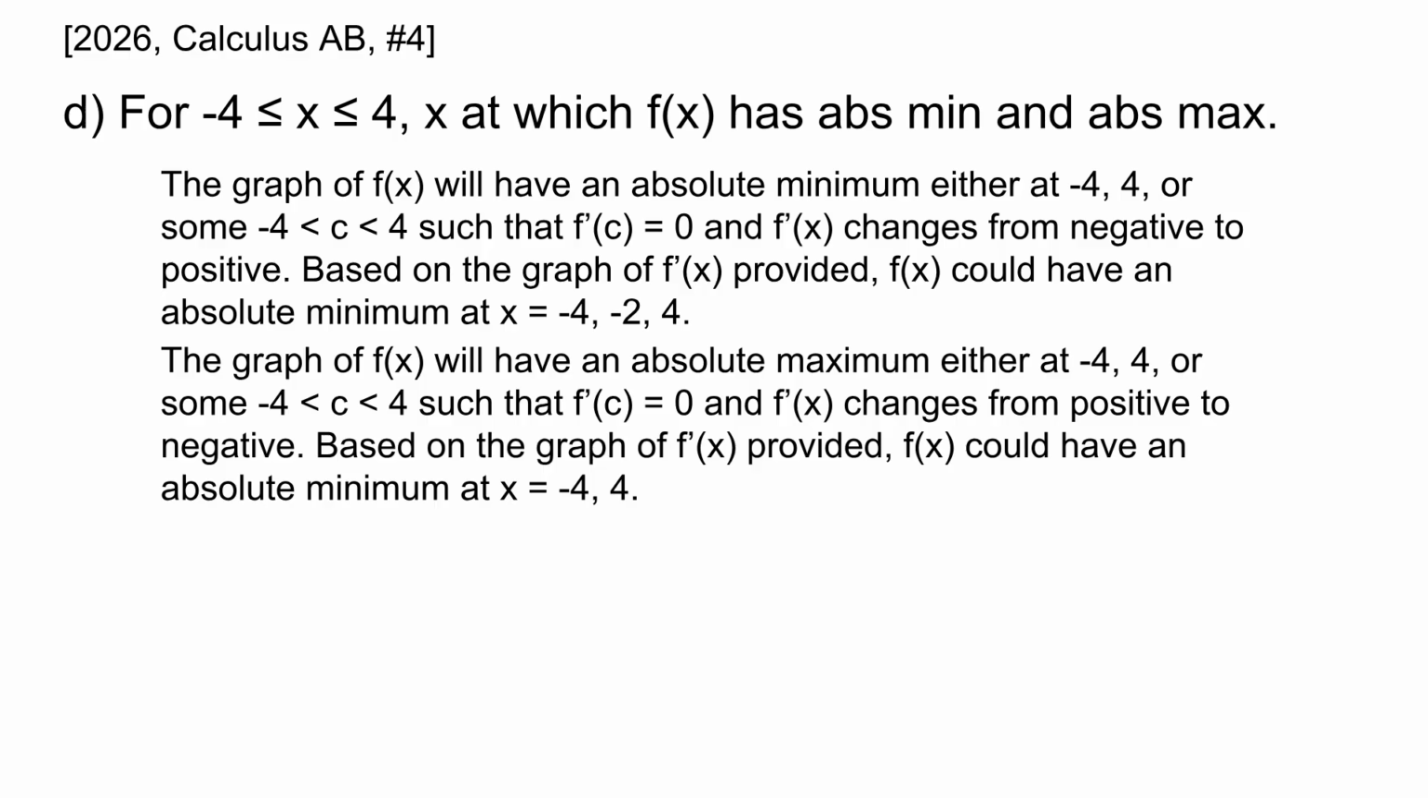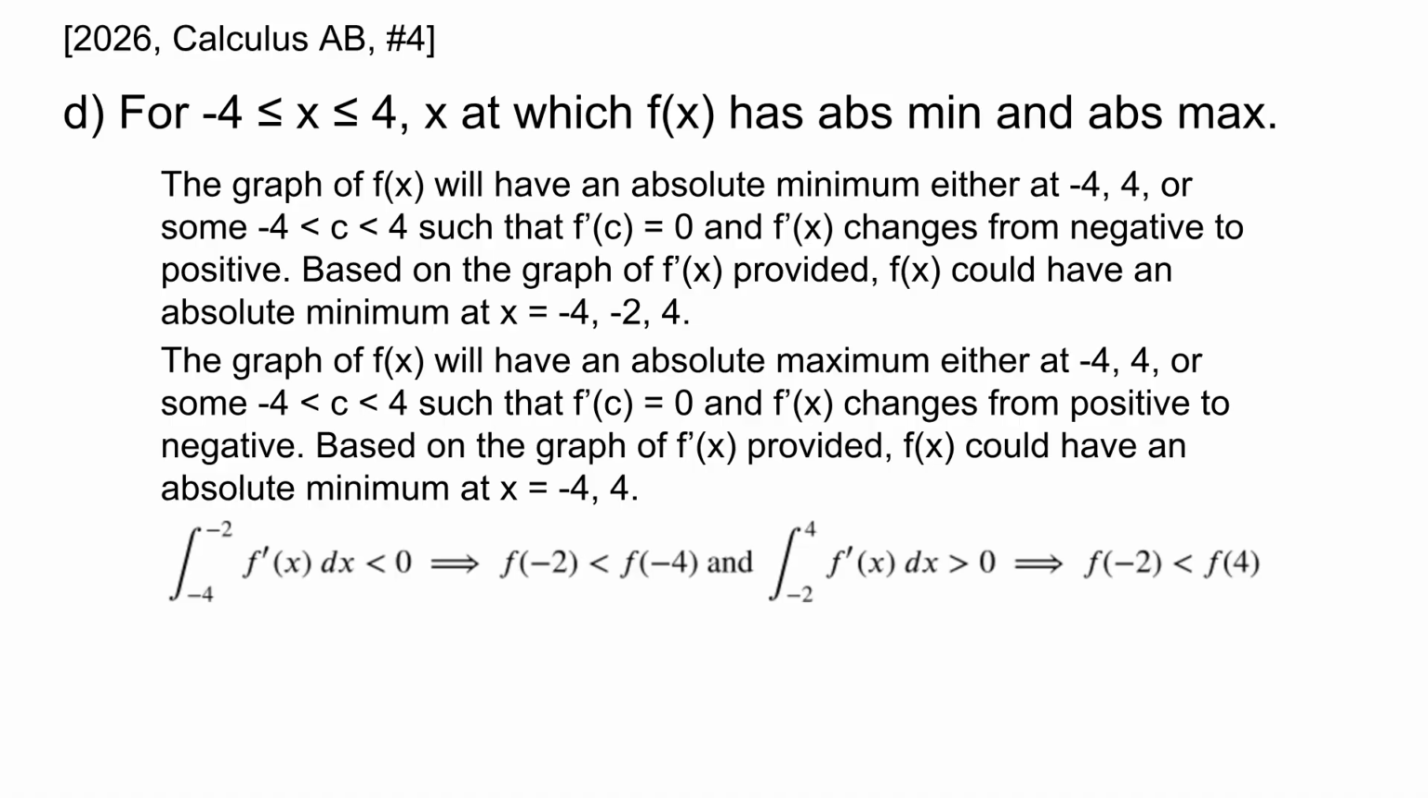Moving on to the absolute maximum. The graph of f will have an absolute maximum either at -4, +4, or some value of c in between them, such that f prime of c is equal to 0, and f prime of x changes from positive to negative. Based on the graph of f prime provided, f of x could have an absolute maximum only at -4 or +4.